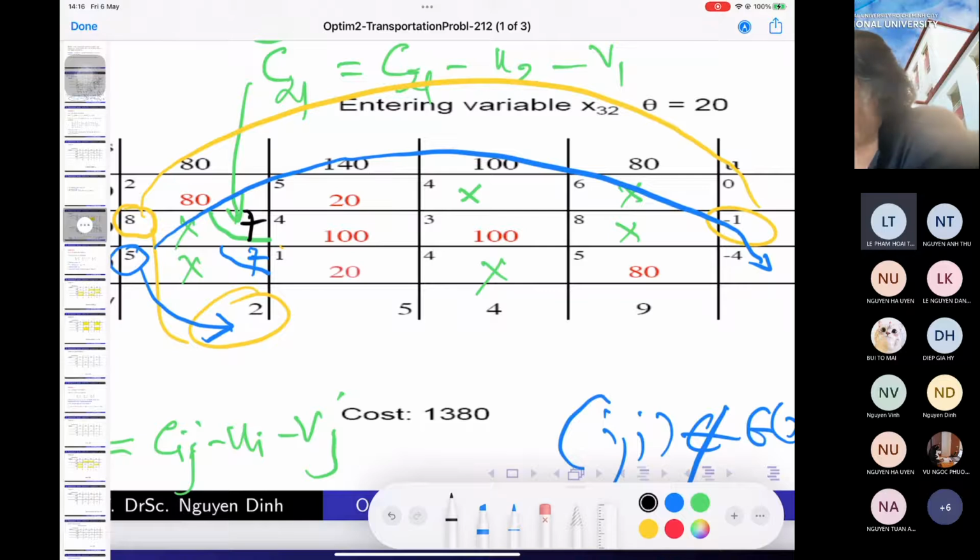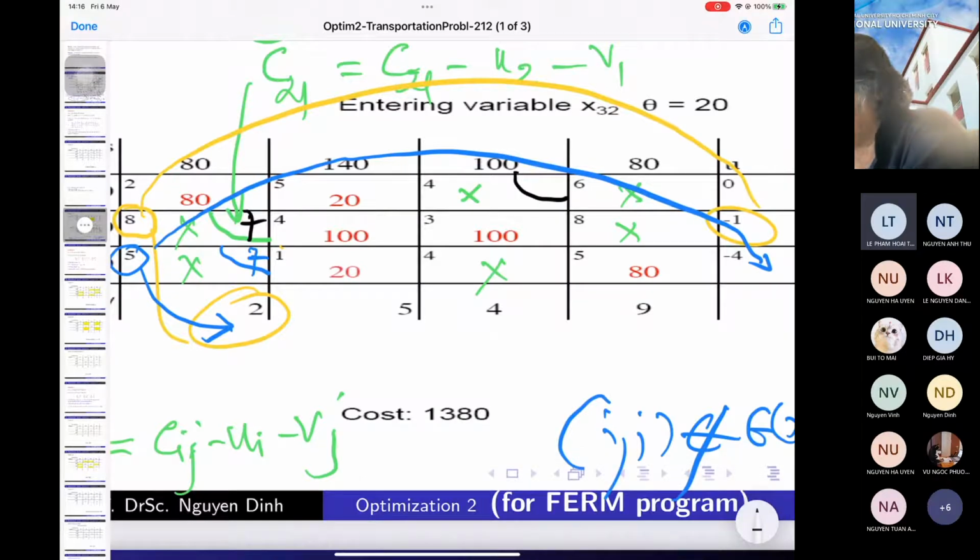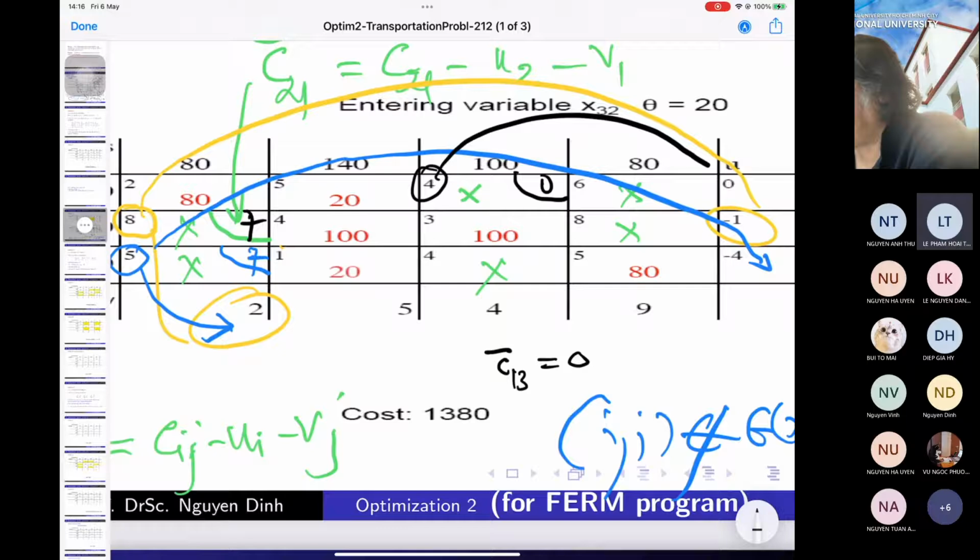You can calculate another one. For example, this number is what? This is C bar 1 3. It is equal to 4 minus 0 minus 4, so it is equal to 0. That's okay. And what is the number?